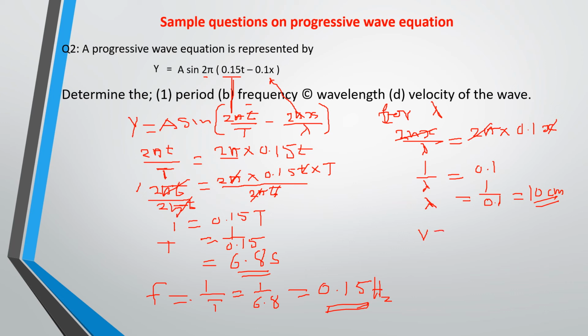Now velocity of the wave is equals to lambda times f. Okay, so you can just substitute, so I have 10 multiplied by 0.15. Okay, so when you multiply that, you're going to have 1.5 centimeters per second. So that is the velocity or the speed of the wave.